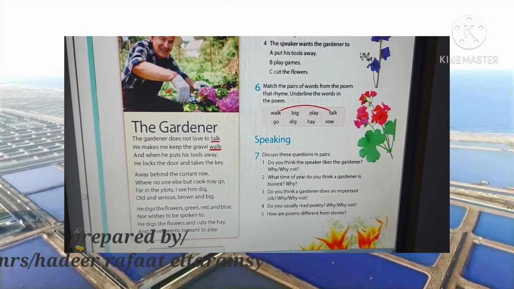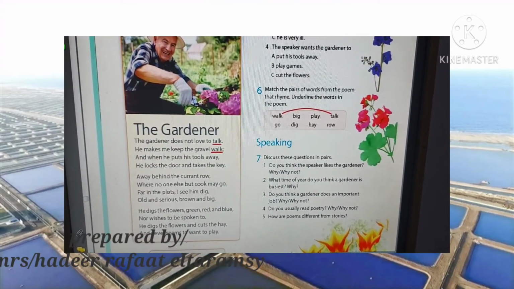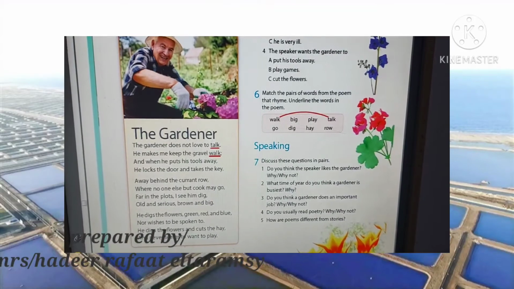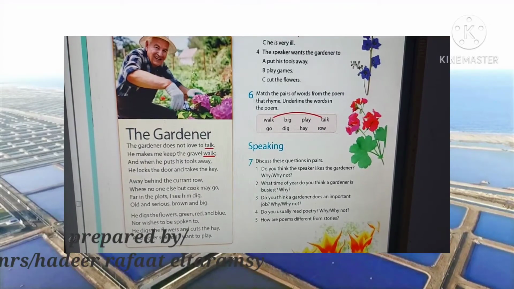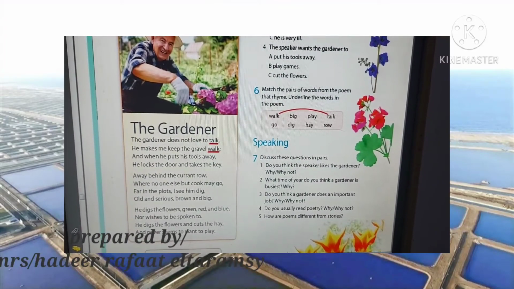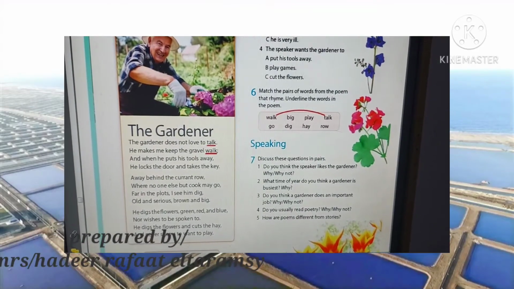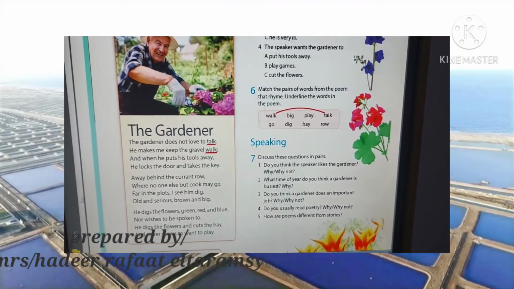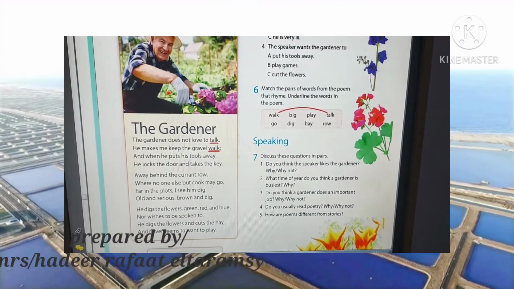And when he puts his tools away, what do I mean by gravel? Gravel walk. اللي هو الحصى. And when he puts his tools away, أدواته, he locks the door and takes the key. Away behind the currant row. Currant row. What do I mean by row? Row صف. Currant row نوع من النبات. Row مرصوص في صف. Where no one else but cook may go. Far in the plots. What do I mean by plots? أراضي زراعية.